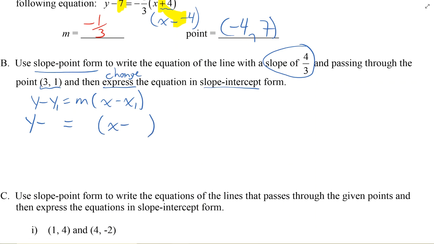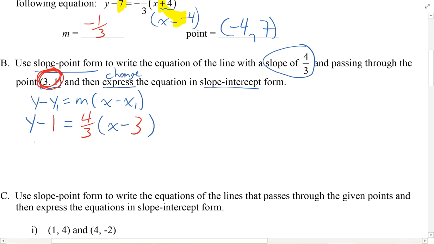So I'm going to fill it in red. What is my y value that I put here? 1. Okay, it's from the point right here. What's my x value? 3. It's from right here, the point that's given. And what's my slope? 4/3. Okay?